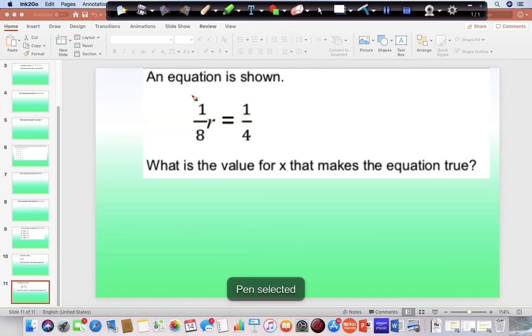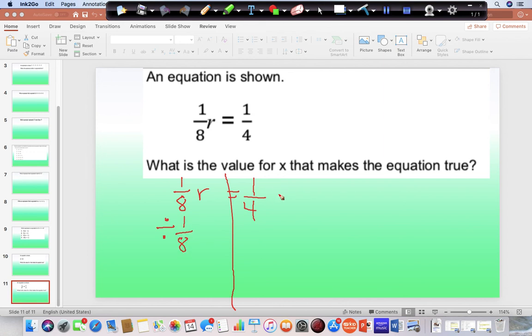Okay, an equation is shown. 1/8 times r equals 1/4. Again, we want to do the opposite and work backwards in order to solve our equation. Right now, our variable r is being multiplied times 1/8. We want to do the opposite of that and divide both sides by 1/8. This is going to cancel, and we are left with r is equal to 1/4 divided by 1/8.